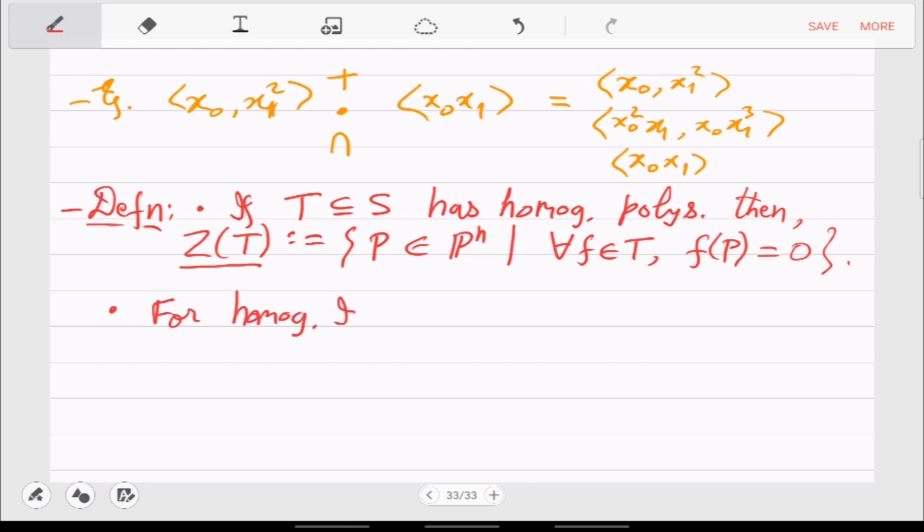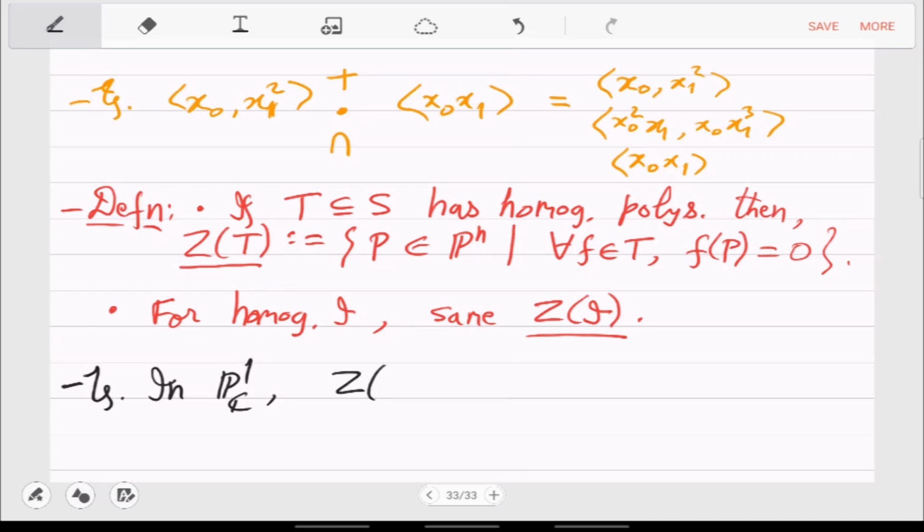For a homogeneous ideal I, use the same Z for ideals also. Okay, so which means what? So now in the projective line, we will not say what Z is; it will be clear from the space you are in. So when we are in the projective space, then it is the Z corresponding to the projective space.